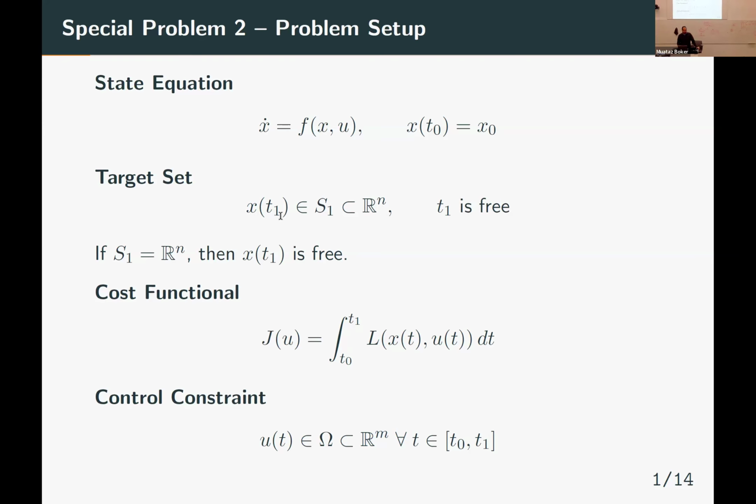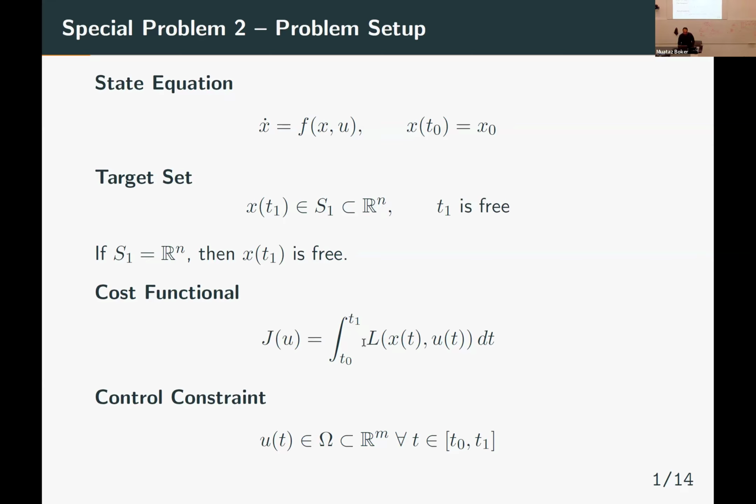And if we say that we have an n-dimensional system, we can say that the final state is anywhere in the n-dimensional space. In that case, obviously what we are saying is that the final state is free. It can be anything in this space. I'll give you an example and show you what I mean by that.